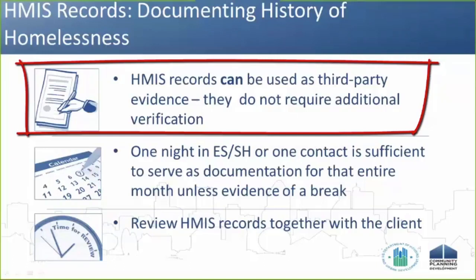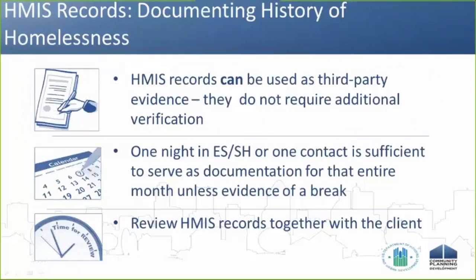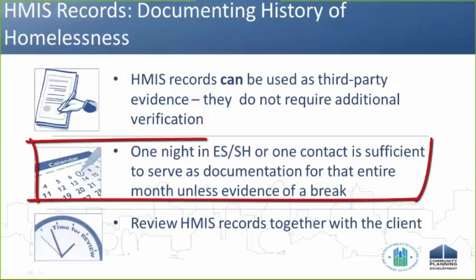The enrollment record means that the client was actually served in a project type that would indicate they were literally homeless at that time, such as an emergency shelter. Records of enrollment in HMIS do not require additional verification. They are third-party documentation.